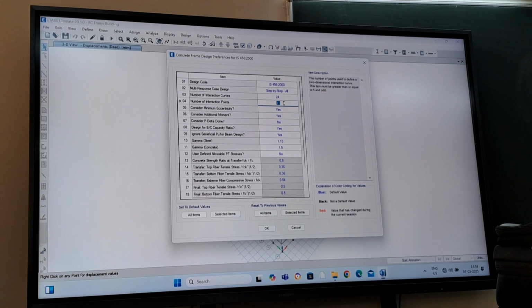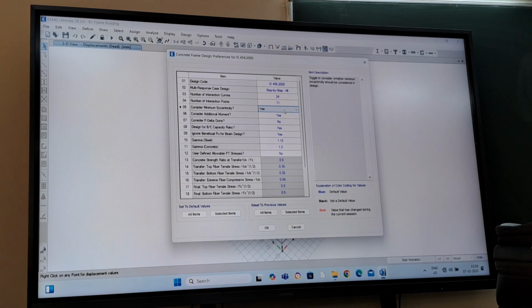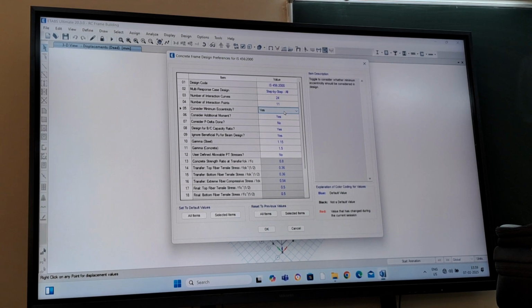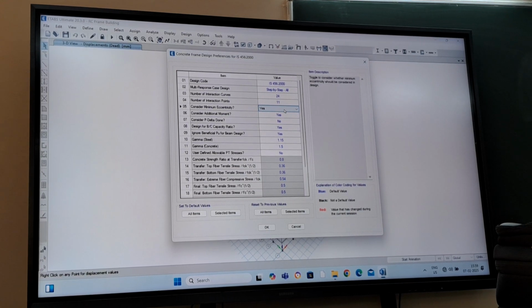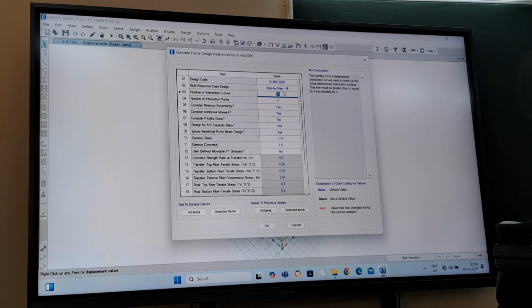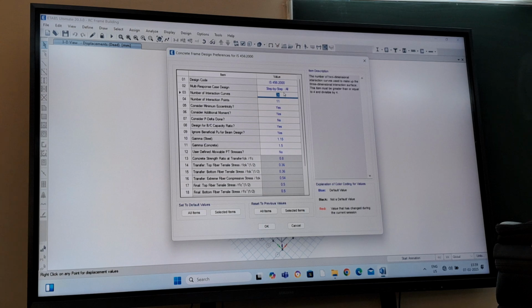Then number of interaction points. Sir, this one is for making PM interaction curves? No, this is for design, but in design PM interaction will be used. So it is asking you for that PM interaction, what criteria you want to choose. Sir, why did you write 24 number of interaction curves there? I didn't write, it is given by default. If you want to use any other number, you can enter here how many interaction curves you want to use.